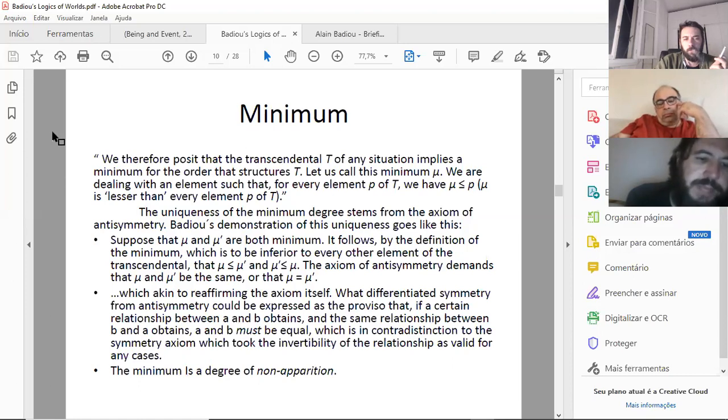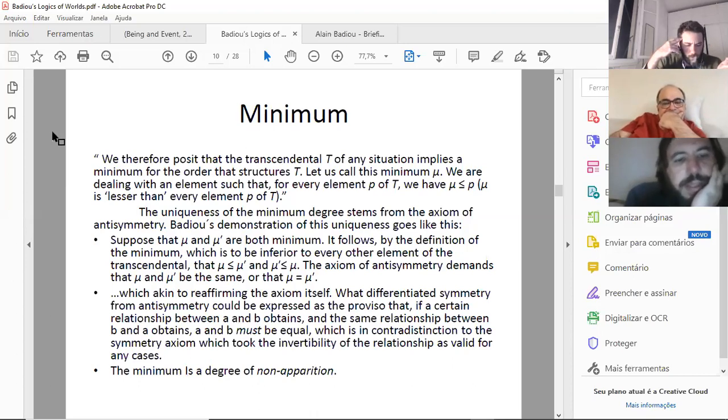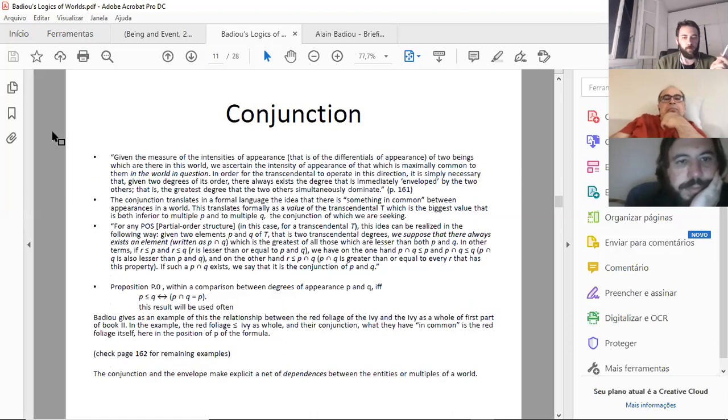The minimum is a degree of non-apparition. Right? It states that the minimum is like bordering the apparition, like something that is a degree of non-apparition. It's not a non-appearance sometimes, depending on the transcendental endpoint, right?